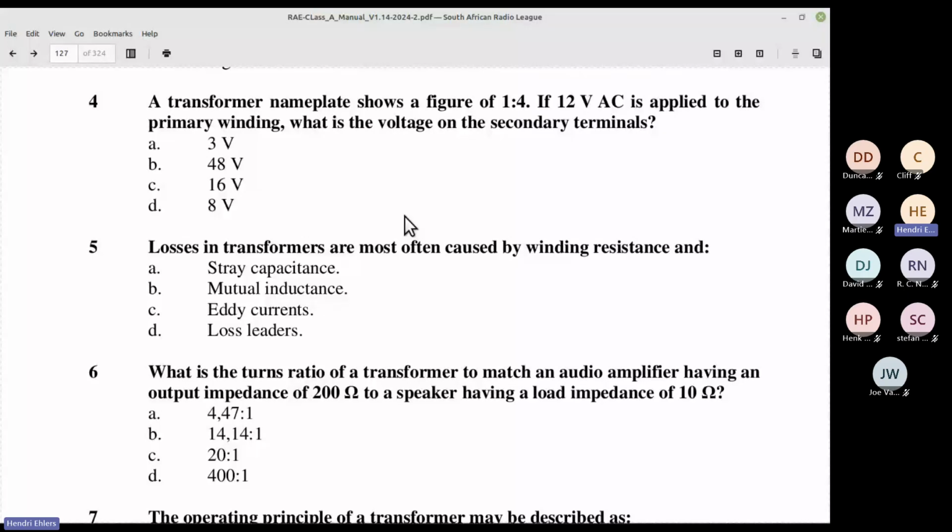Losses in a transformer are most often caused by winding resistance and eddy currents. Yeah, eddy currents.